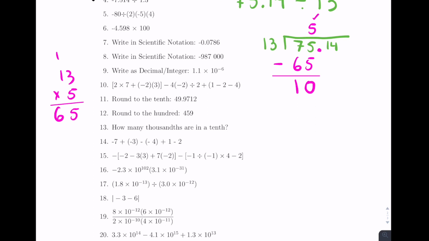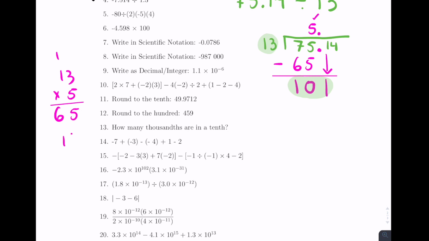Now the decimal here will stay always in the same spot. And now I have to bring down the 1. And now again, yes, that's annoying. How many times does the 13 go into 101? Now I know that 5 gave me 65, and clearly I still have room for 101. Okay, so 6, 7, I'm gonna guess 7.